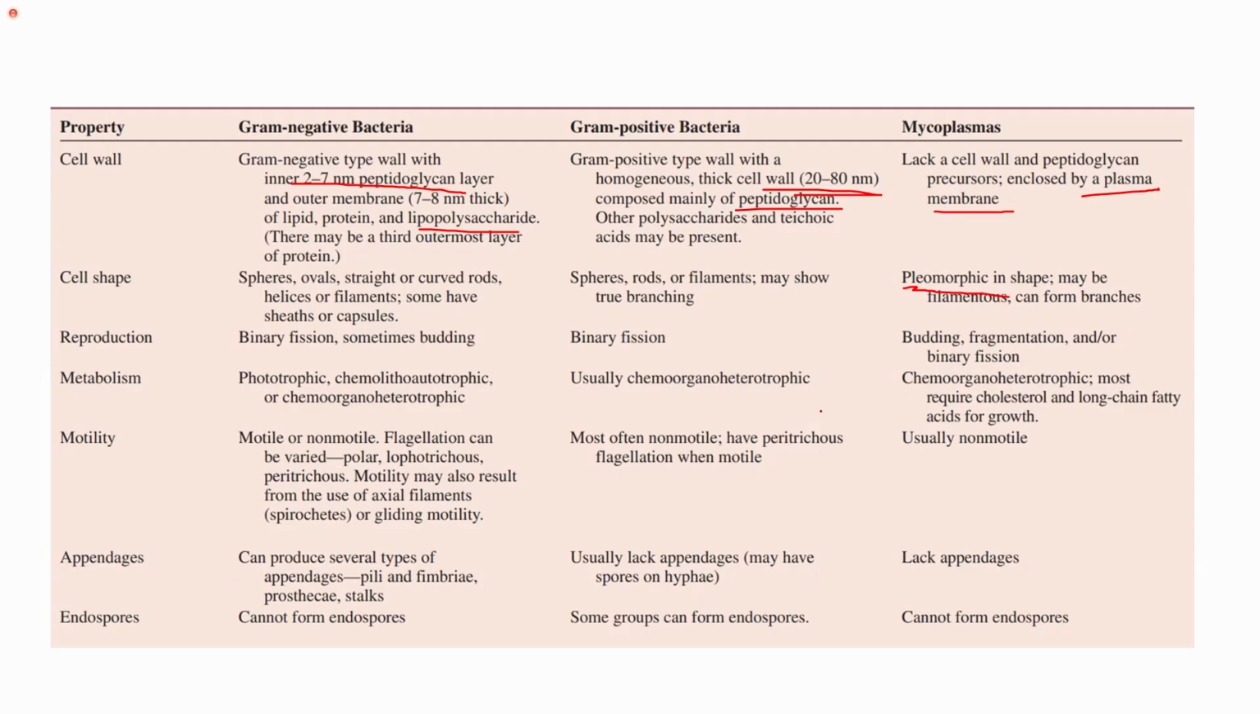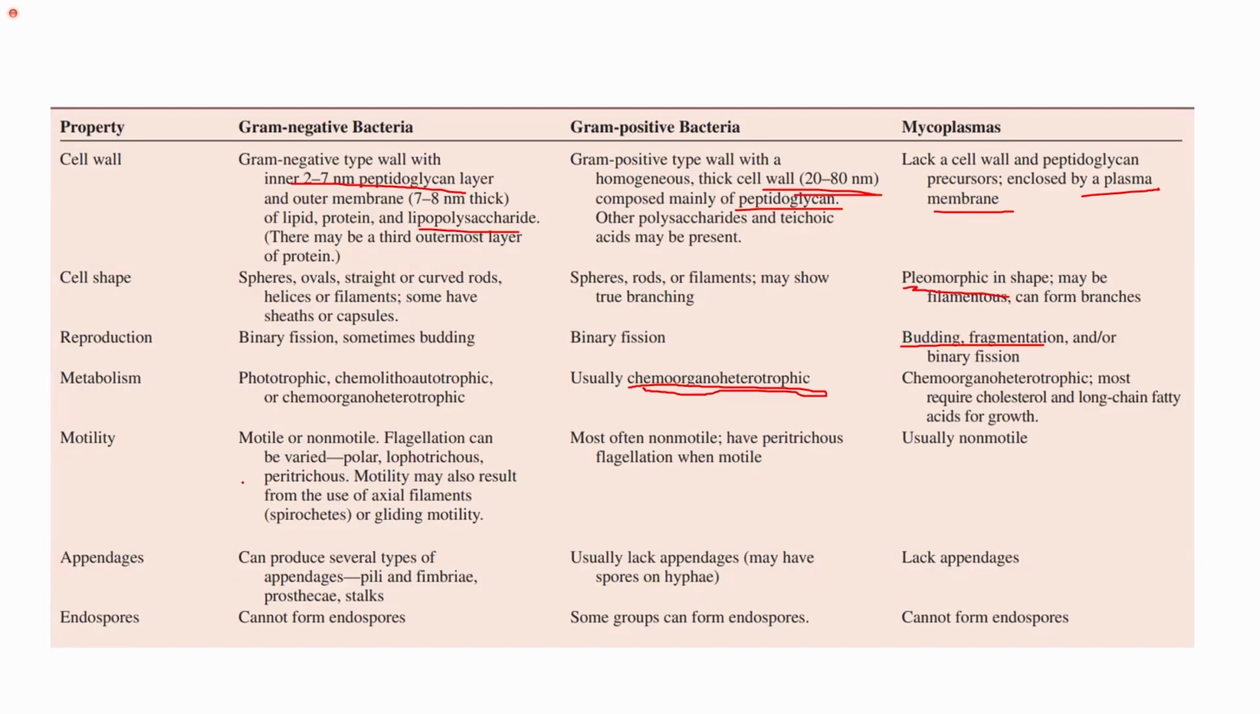Reproduction is mainly by binary fission, and budding or fragmentation may also happen. Metabolism is photoautotrophic, chemolithotrophic or chemoorganoheterotrophic, while gram-positive bacteria are mainly chemoorganoheterotrophic. Similarly, mycoplasma are also chemoorganoheterotrophic. As for motility, gram-negative bacteria are also motile.